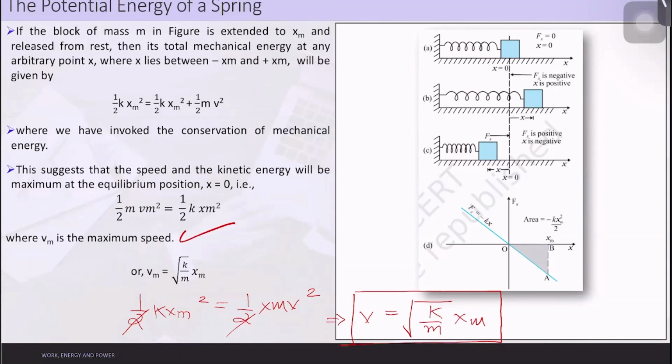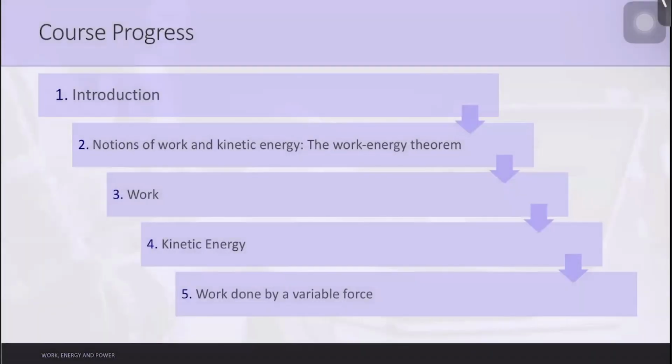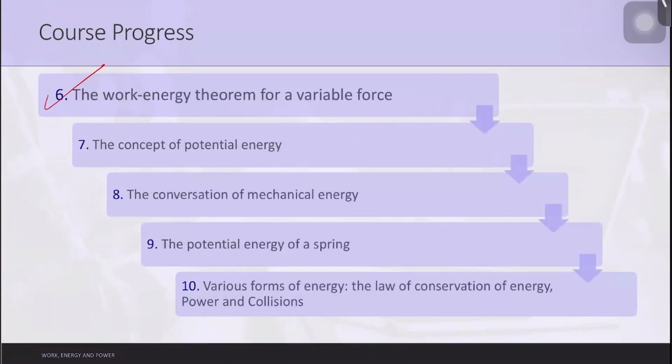Okay, so let me stop the discussion here. We will again revise this concept, see different positions, and then go on with further discussions. So we started with the introduction, just a course progress module. Then the work energy theorem is complete. Work and kinetic energy has been explained. Work done by a variable force is explained. Work energy theorem for a variable force is explained. We have understood the concept of potential energy and the conservation of mechanical energy. Potential energy of a spring is going on right now, and then we'll move on to various forms of energy, then important concepts such as power and collision.